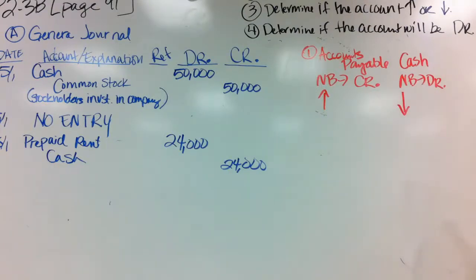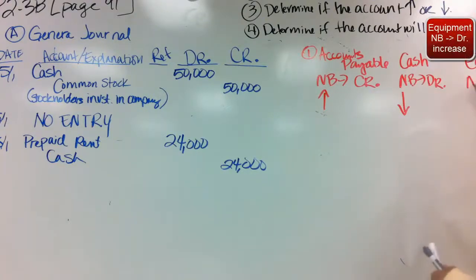Now there's one more account. Equipment. And we're going to put the furniture and the equipment in the same account. Now equipment, what would be the normal balance? Debit. Okay, debit. Now is the equipment going to go up or go down? Up. So any questions on these three different accounts? Any questions on why it increases or decreases or why not the other way?